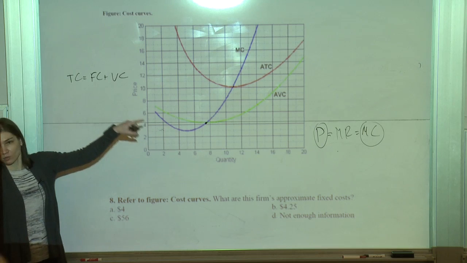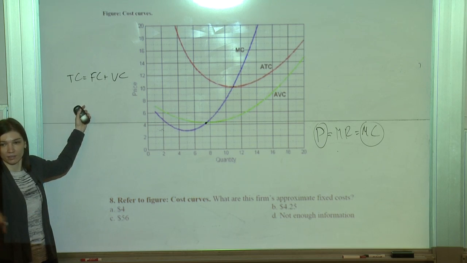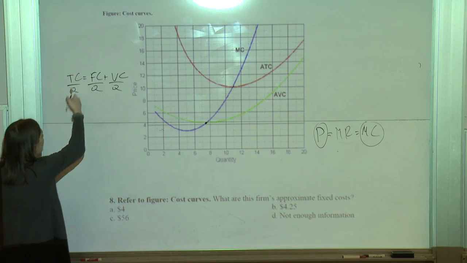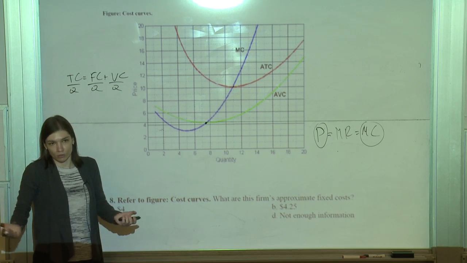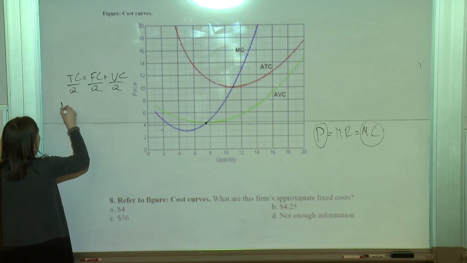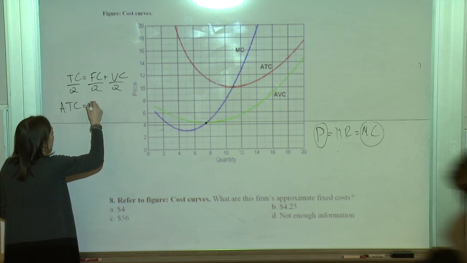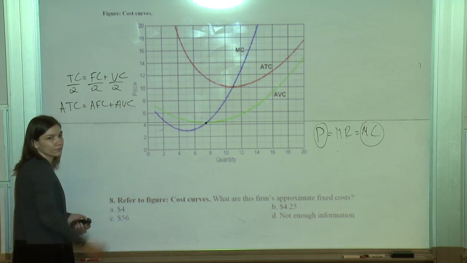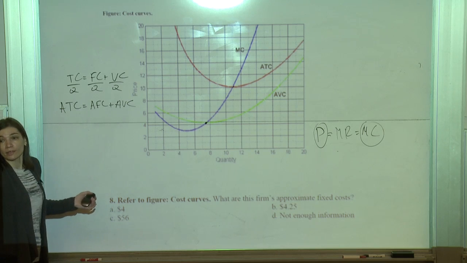We have everything in terms of averages, so to get this formula in terms of averages, I can just divide both sides by Q. If I divide everything by Q, then I would have the total cost divided by Q, which is what? Average total. So now I have the following formula: average total cost equals average fixed cost plus average variable cost. This is going to be true at any quantity.